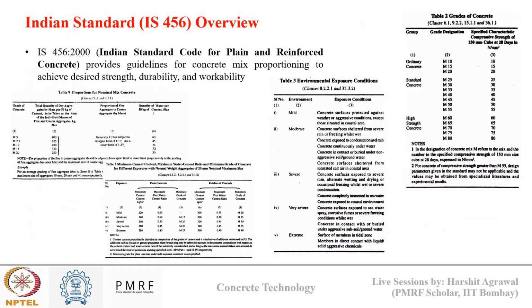Then we started the discussion on mixture design based on standard provisions, where we first looked at an overview of IS 456 guidelines and how it provides a base for concrete mixture proportioning to achieve desired strength, durability, and workability. We saw different tables and clauses present in IS 456, which form the guidelines of mixture design, and especially we focused in detail on the durability criteria related to Table 5 and Table 3 of the IS code.